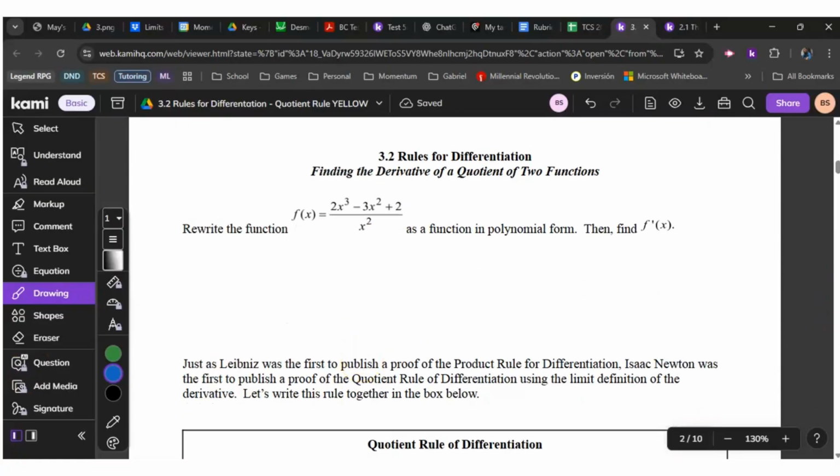All right, let's do it for real now. Let's do the quotient rule. So we're going to rewrite this function as a polynomial-like function, and then we're going to prove that my quotient rule works, just like we did yesterday in product rule.